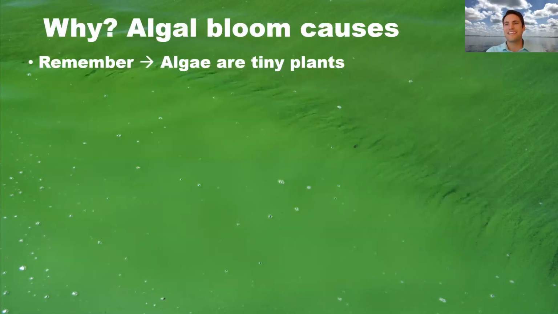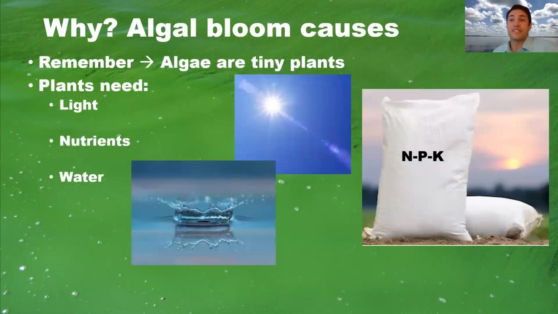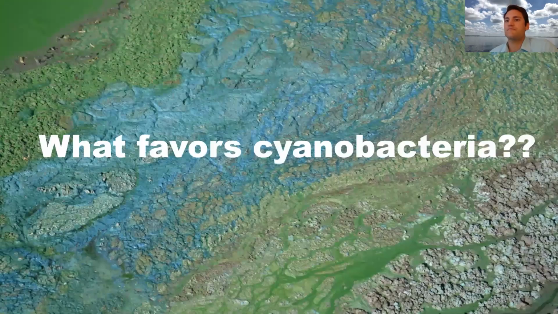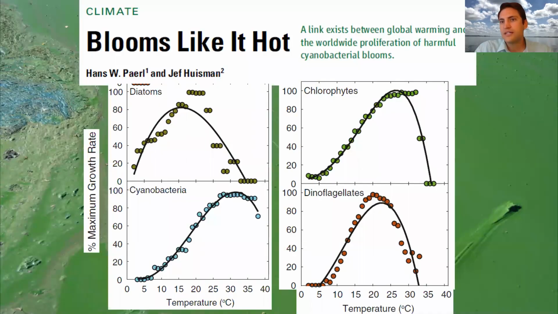So why? Why do these things occur? Why do blooms occur in general? And so it's important to remember that algae are just tiny plants, and plants need really basic stuff to grow. They need light, they need water, and they need nutrients like nitrogen and phosphorus and potassium. Each group of algae has different adaptations. And so this poses the question, well, what favors the gross goo that you've been seeing? What favors the cyanobacteria? There are 2 primary factors that get reported over and over again. One is climate change, or in this case, blooms like it hot for a catchy tidal.